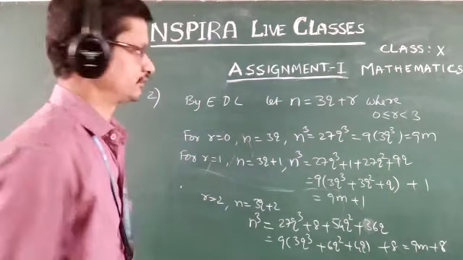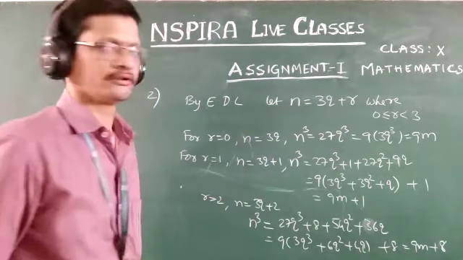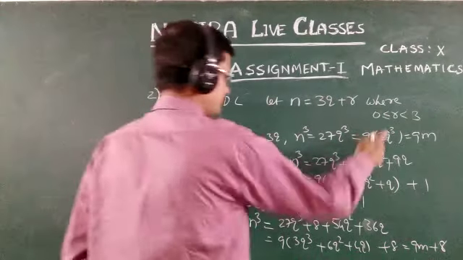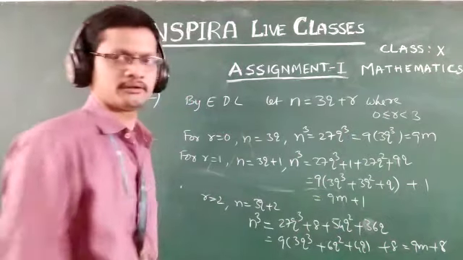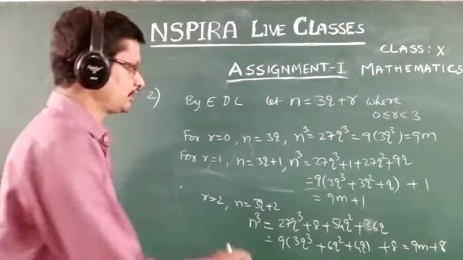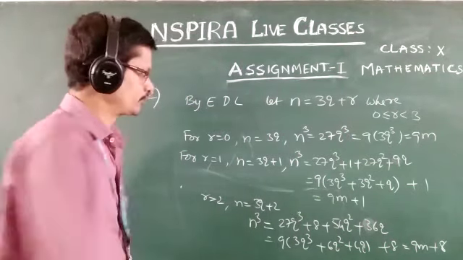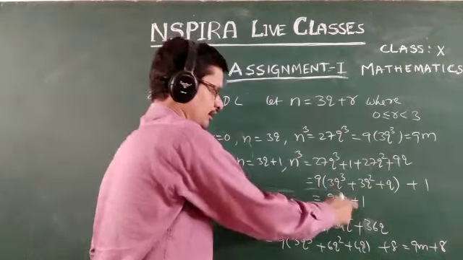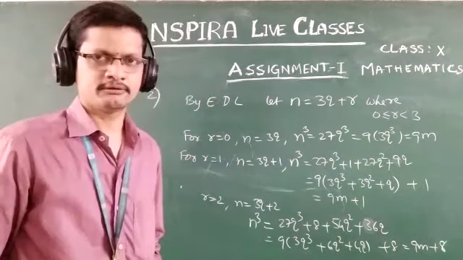So finally we conclude that the cube of any positive integer is of the form 9m, or 9m plus 1, or 9m plus 8. Finally, write the conclusion also. Cube of any positive integer is of the form 9m, or 9m plus 1, or 9m plus 8.